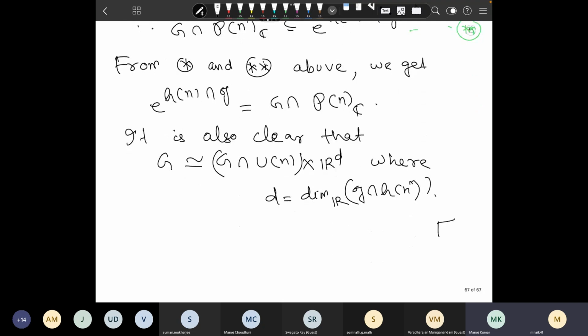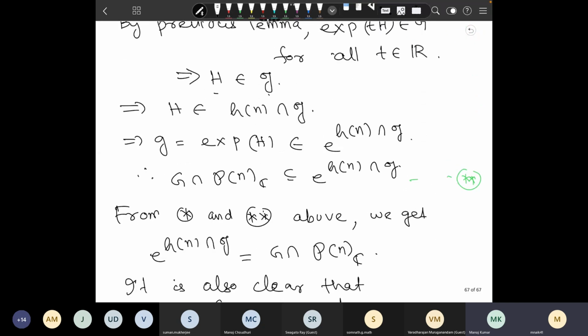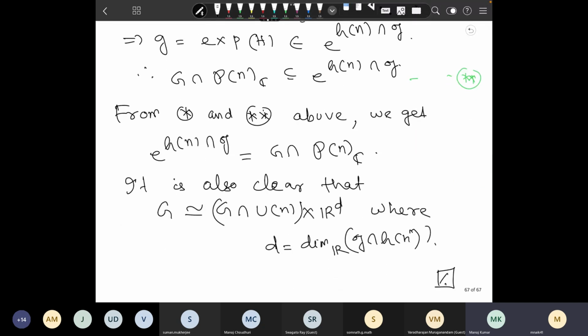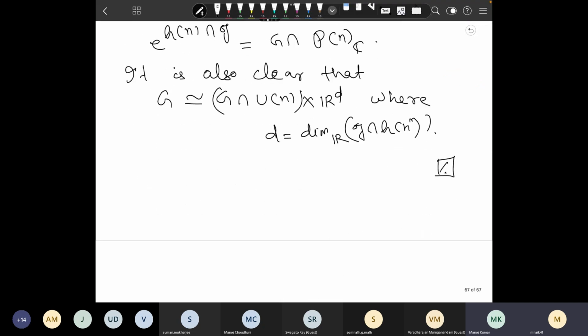Now this finishes this lemma. This is a very useful lemma, because whatever classical Lie group you will see, it will fall into that category. So you will use this lemma to find the number of connected components of a group G, and whether the group is simply connected or not, you can also find.